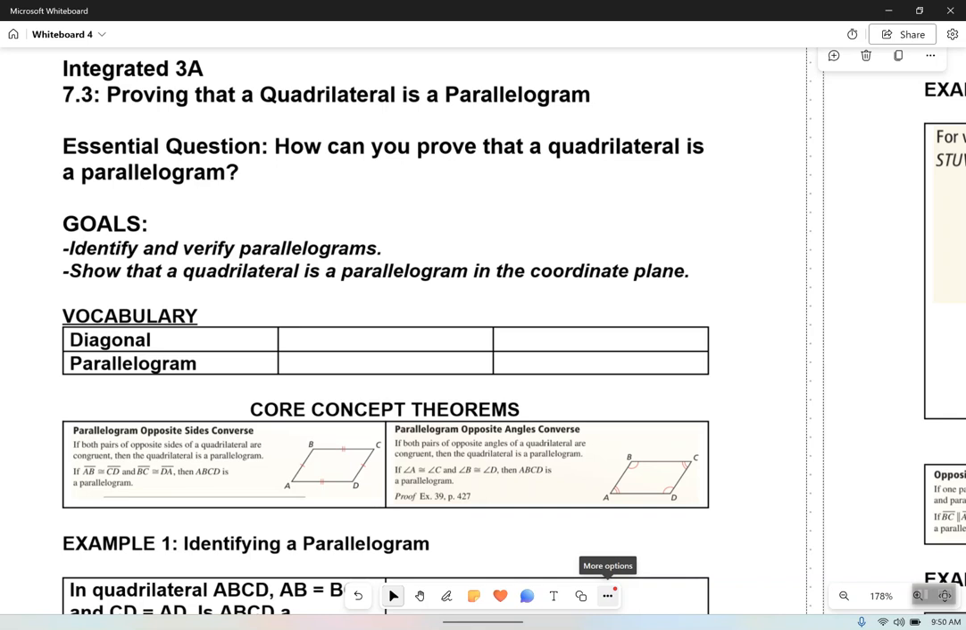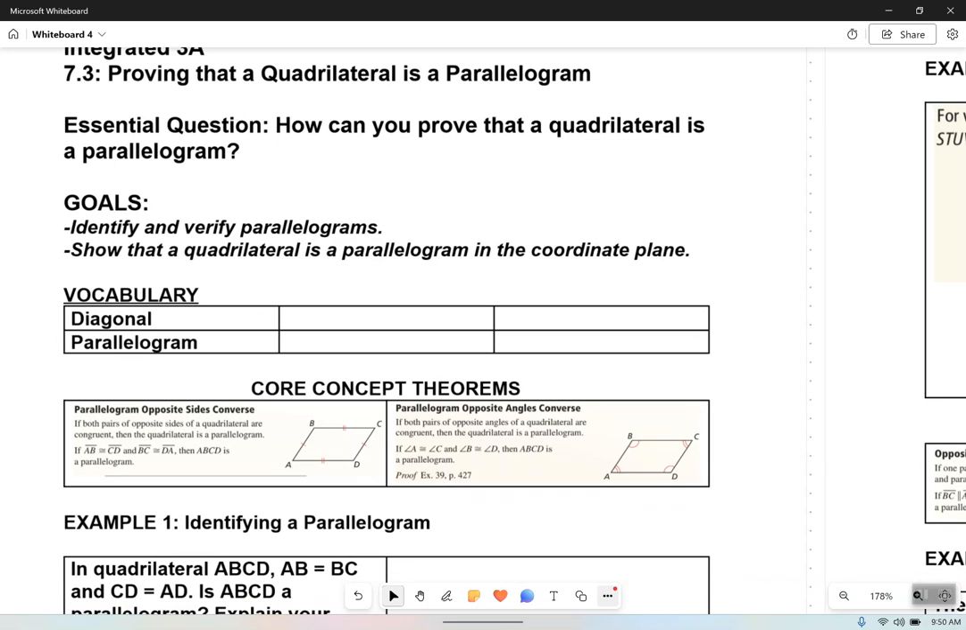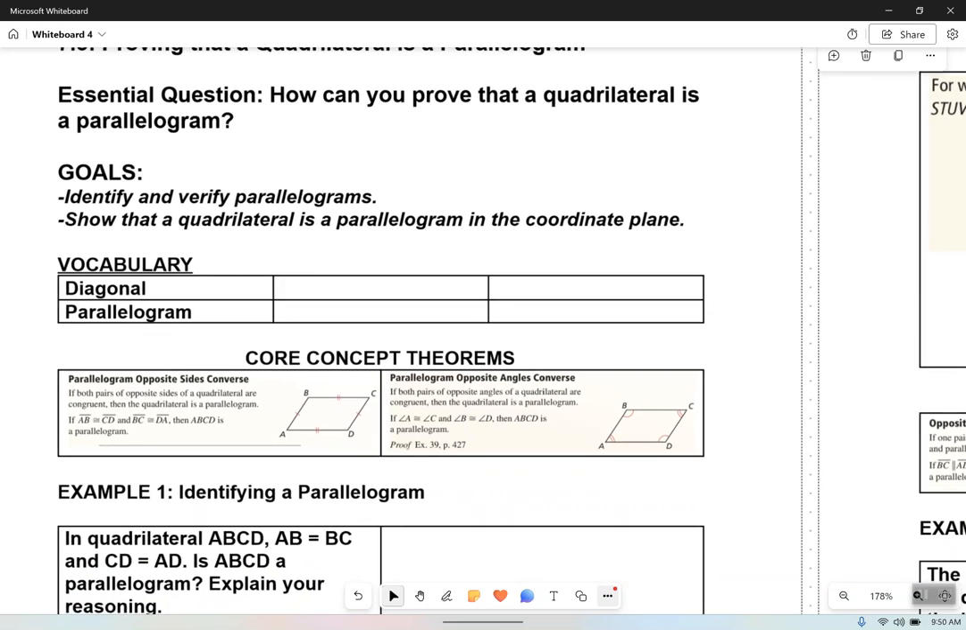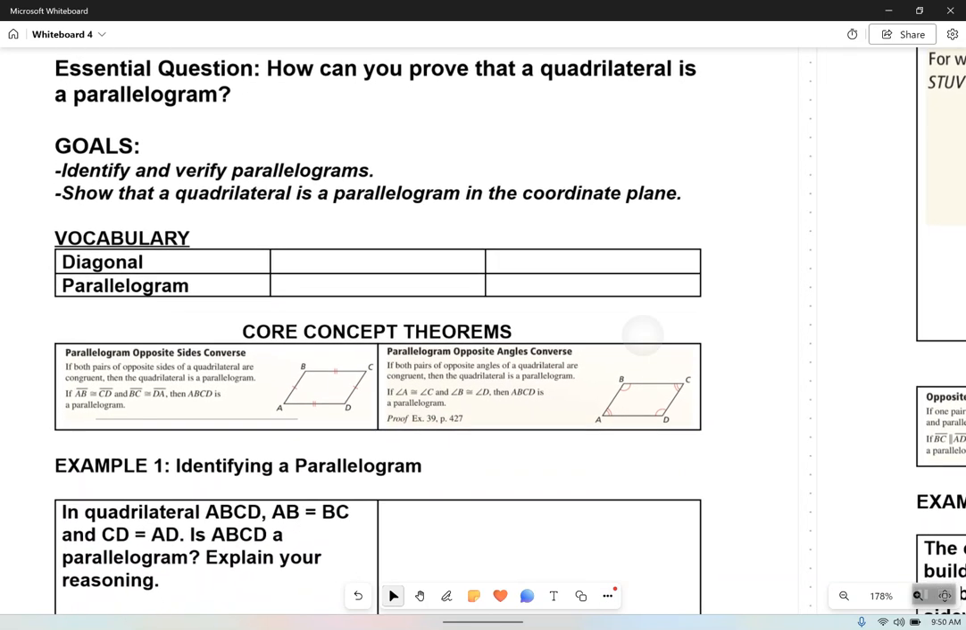But guys, in 7.3, proving that a quadrilateral is a parallelogram is what our title is. The central question is, how can you prove that a quadrilateral, a four-sided figure, is a parallelogram? Now you already know some properties about parallelograms from the prior section.